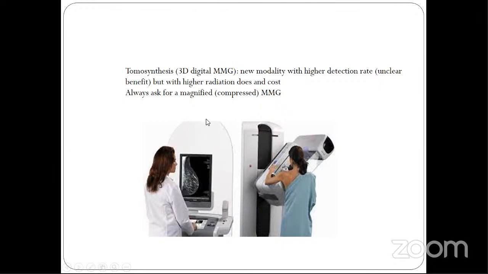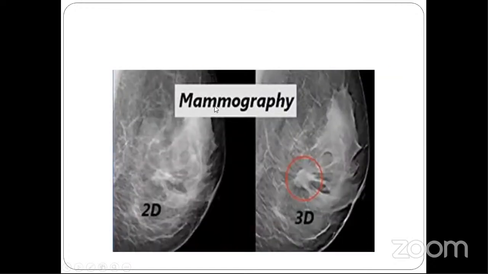Always ask for magnified mammography. We can see here a mammography. This is a 2D mammography. There's a mass here, and the 3D mammography. You can see the difference here between 2D and 3D mammography.